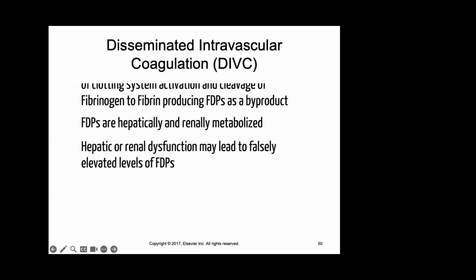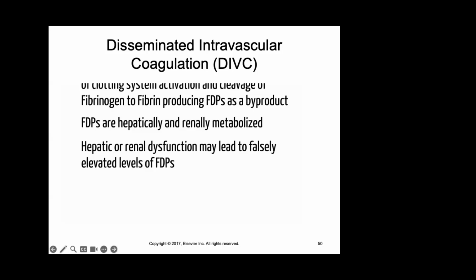Now, fibrinogen degradation products are hepatically and renally metabolized, that means through the liver and through the kidneys. Because of this, if the patient has liver or kidney dysfunction, the fibrinogen degradation products may be falsely elevated. So that's something to keep in mind when interpreting this test in a patient who you think has DIC.